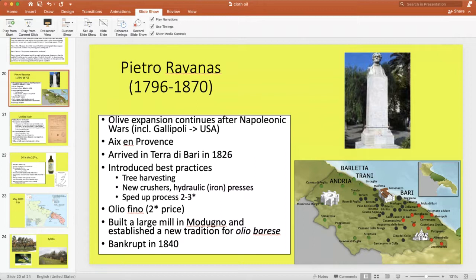He had been a producer and an exporter, and he decided to settle down in Bari and produce his own oil. And he introduced those practices that Presta and Grimaldi had advocated, namely harvesting from the tree. He introduced new, they're still two-cycle presses, but they were more efficient crushers and presses, and was able to speed up the process and so improve the quality by several times. And he started producing an oil in Bari that was fetching double the usual oil that was made there, indeed competing with other European oils. At the time, the best oils were considered to be those from Aix-en-Provence, which is where Ravanat came from, from Genoa, and from Lucca in Tuscany.